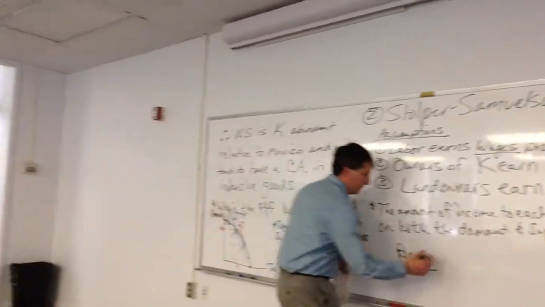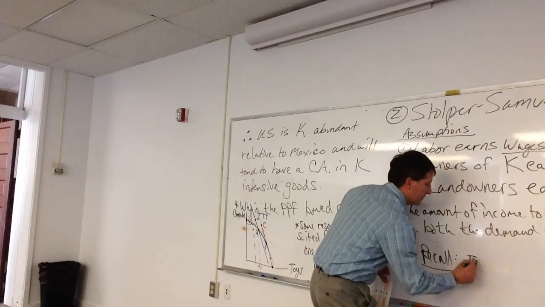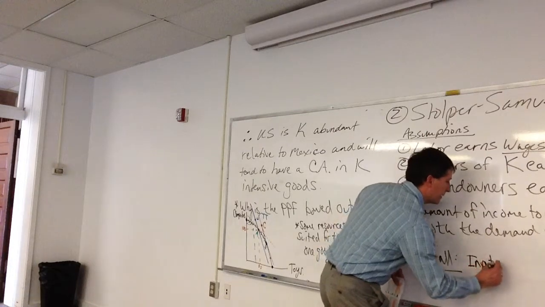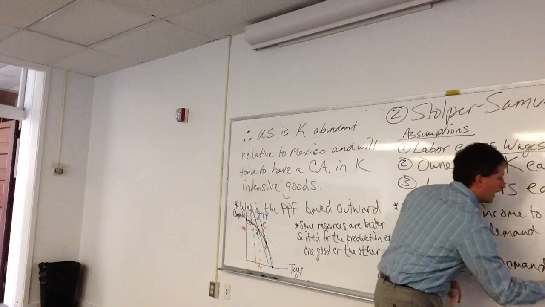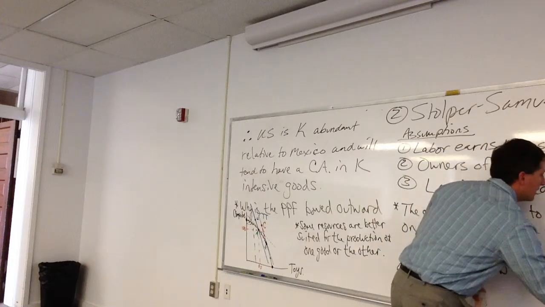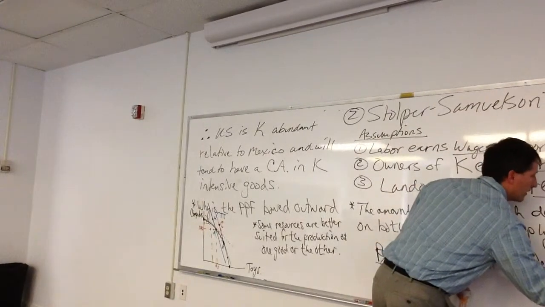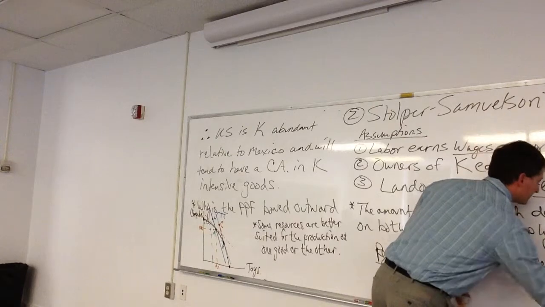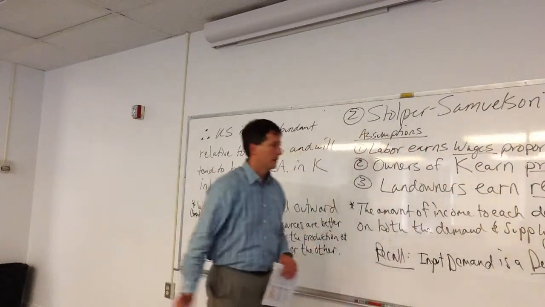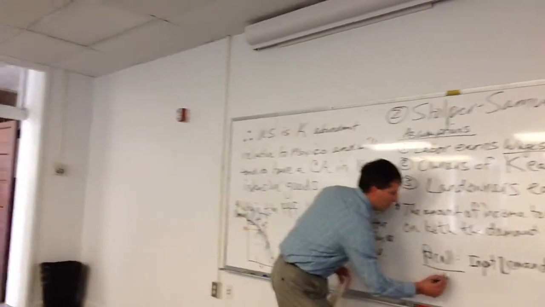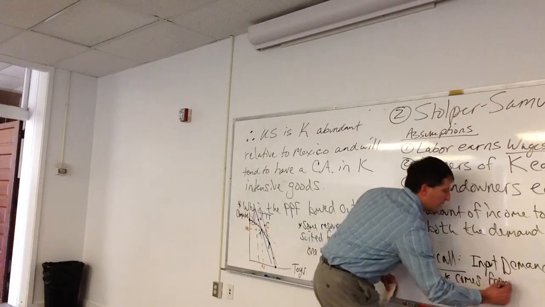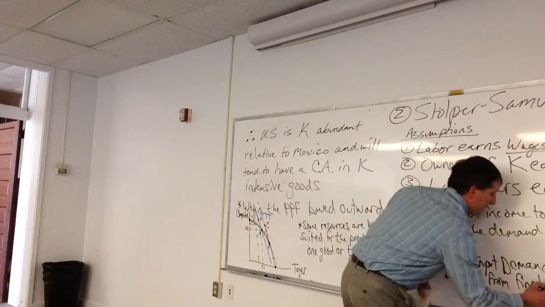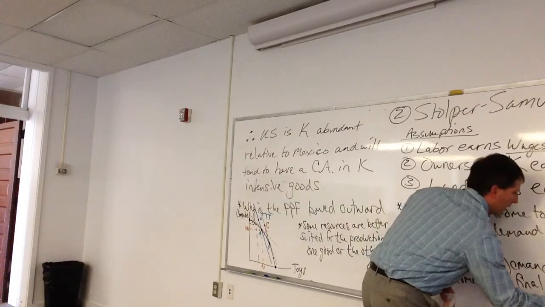So recall, input demand is a derived demand. It comes from final product demand, in part anyway.